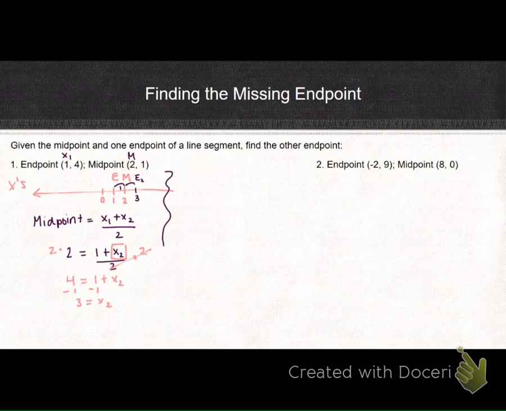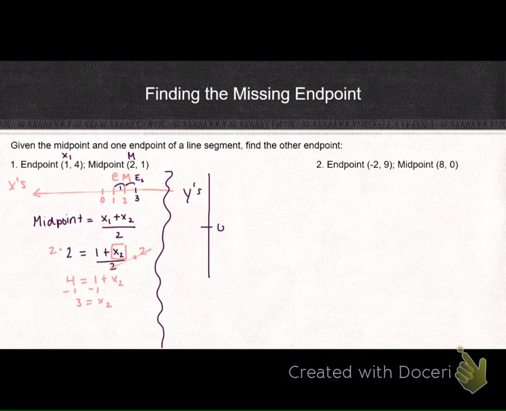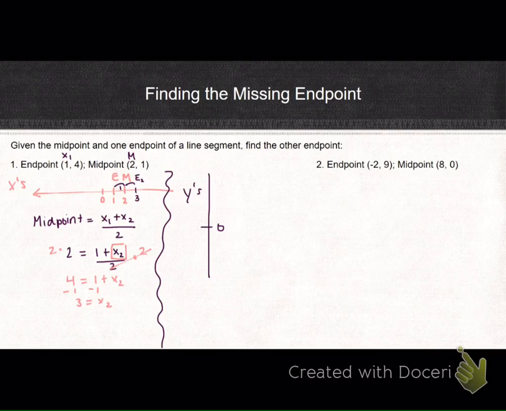Okay, so then let's look at the y's real quick. So for the y's I'm going to go up and down because it's a vertical number line, right? So we have a point at 4, and that is our endpoint. And we have a point at 1, and that is our midpoint.